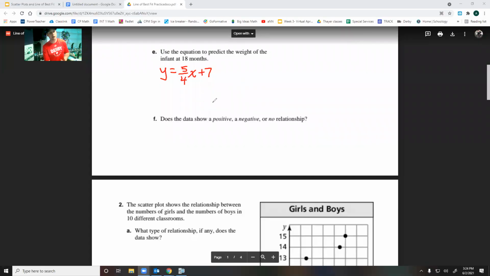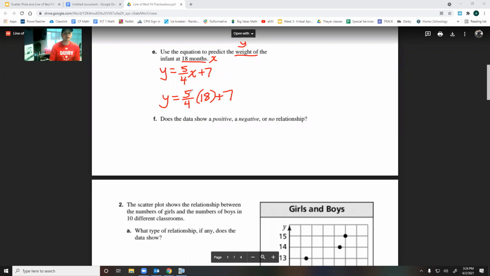Looking at part E, we're now going to use that equation to make a prediction. We're going to predict the weight, which is the y variable, when the infant is 18 months, which is the x variable. So we'll write our equation, and this time we're going to put in 18 in place of x. So we can come up with that predicted weight.